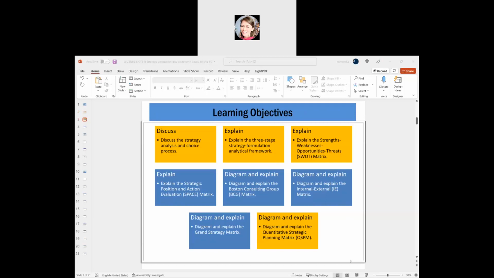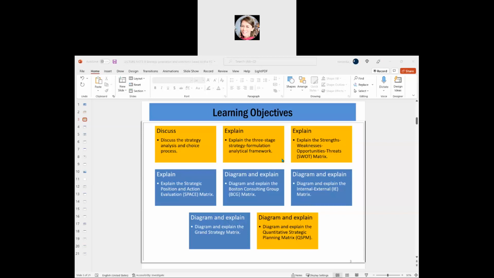These are the learning objectives for this chapter. Like I have always mentioned, you need to pay attention to these learning objectives as you read your chapter. You will pay attention to discussing the strategy analysis and choice process, for example, explain the three-stage strategy formulation analytical framework and so forth. So there are 8 learning objectives here.